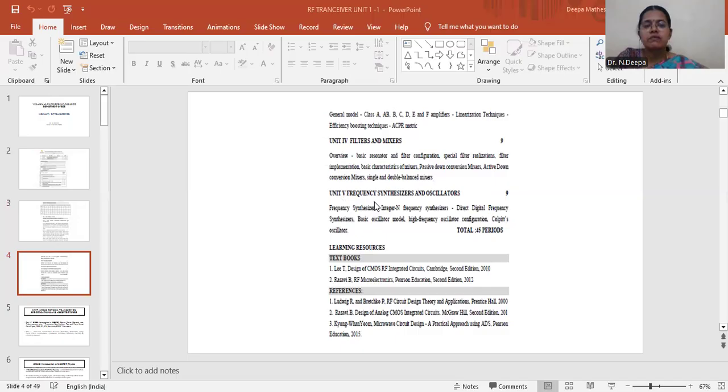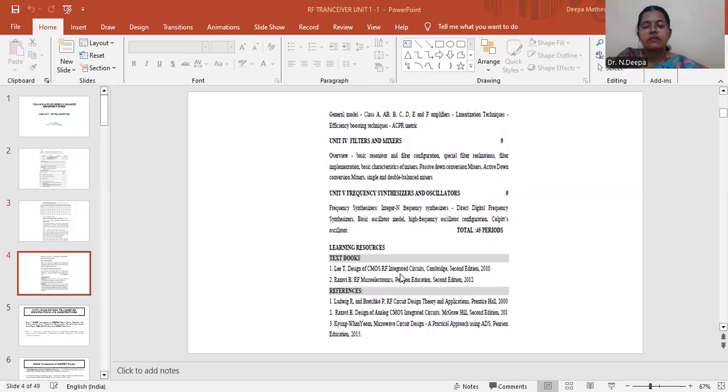In the fifth unit, we will see about frequency synthesis and oscillators. Frequency synthesis and its types. There are direct digital frequency synthesis and integer-N frequency synthesis, then basic oscillator model. These are covered in the fifth unit.